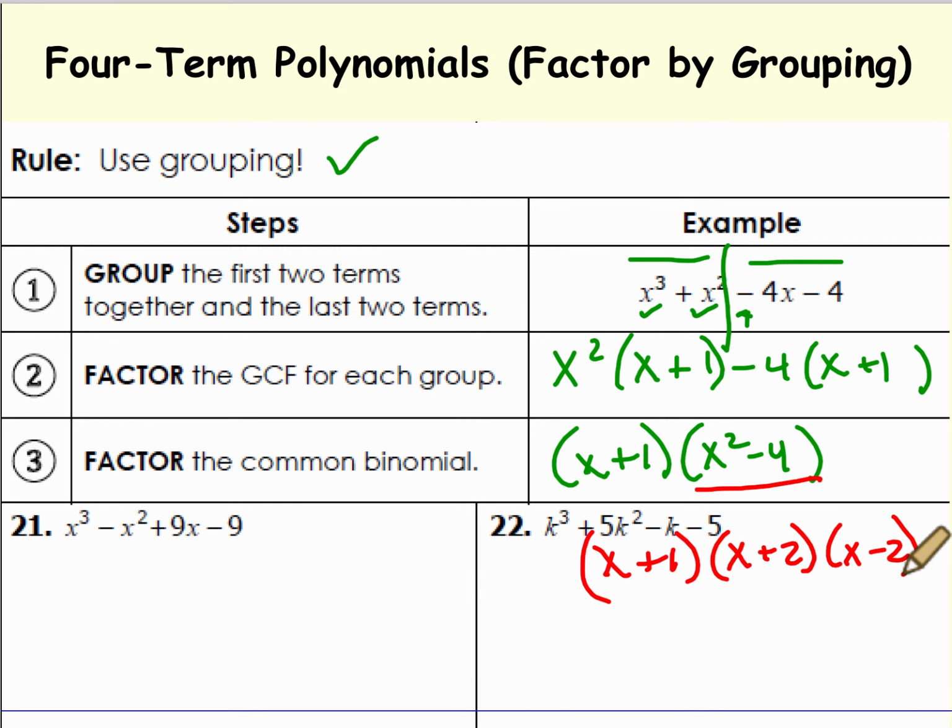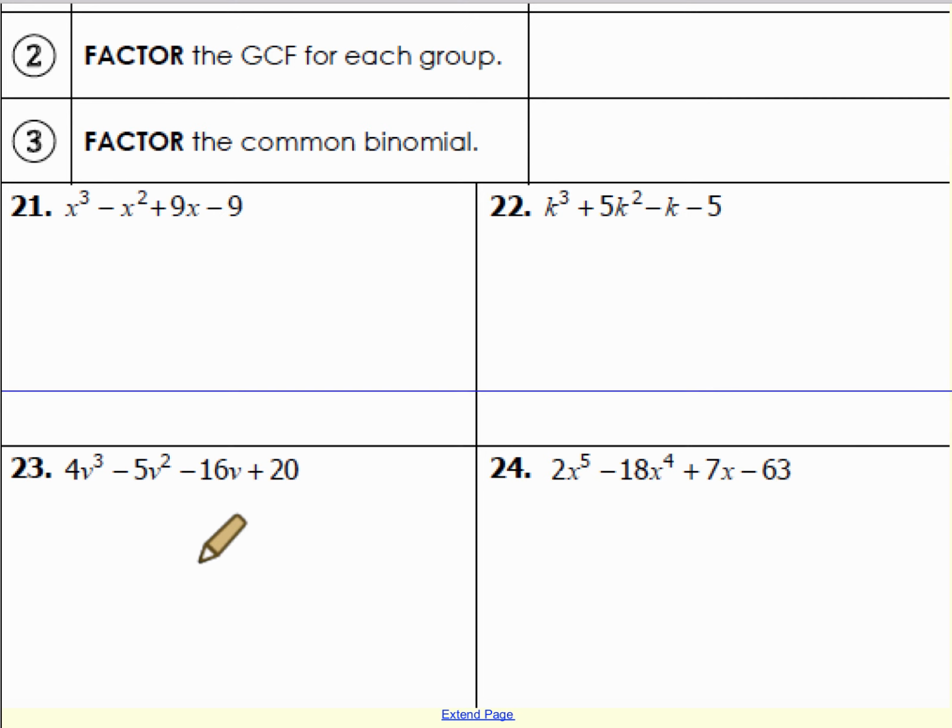Okay, let's try that one more time. Let's look at number 23. So I split it in half. 4 and 5 have no common factor other than 1, but v squared and v cubed have a common factor of v squared. So when I take out v squared, I get 4v minus 5. On the left, the leading coefficient's negative, so I take out a negative. And 16 and 20 are both divisible by 4, leaving me 4v minus 5.